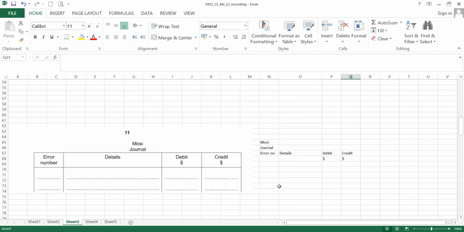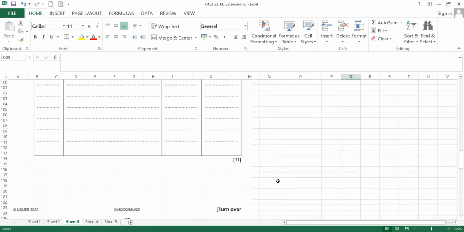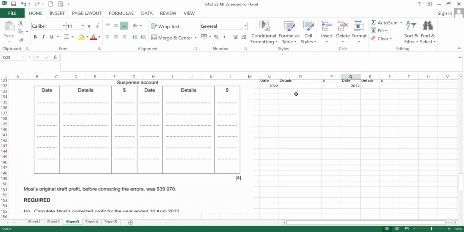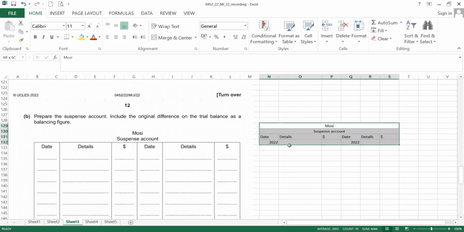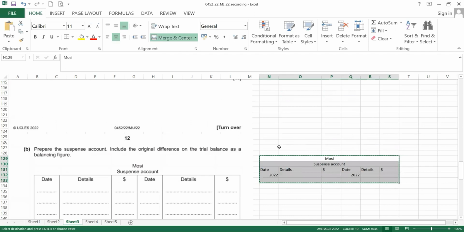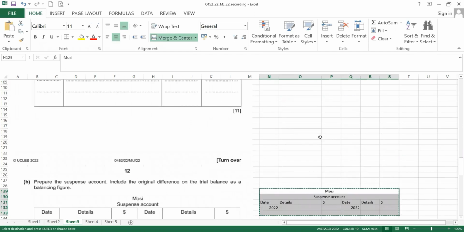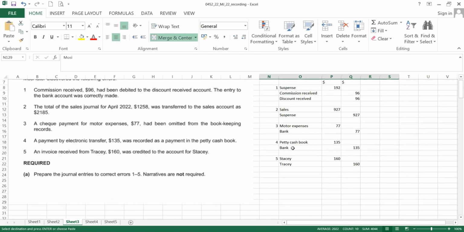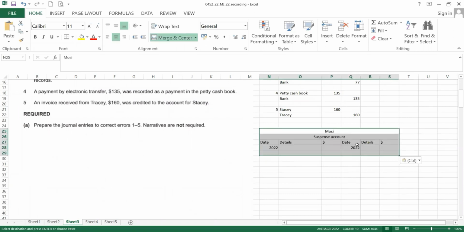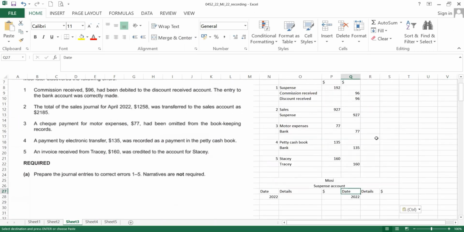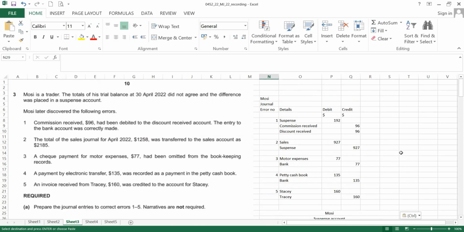Now next is that they asked to prepare the suspense account. Okay, just put in the suspense account, find the opening balance. So we use this one, prepare suspense account. Based on the information that we get, the first entry we don't know. Okay, this one is for the April.